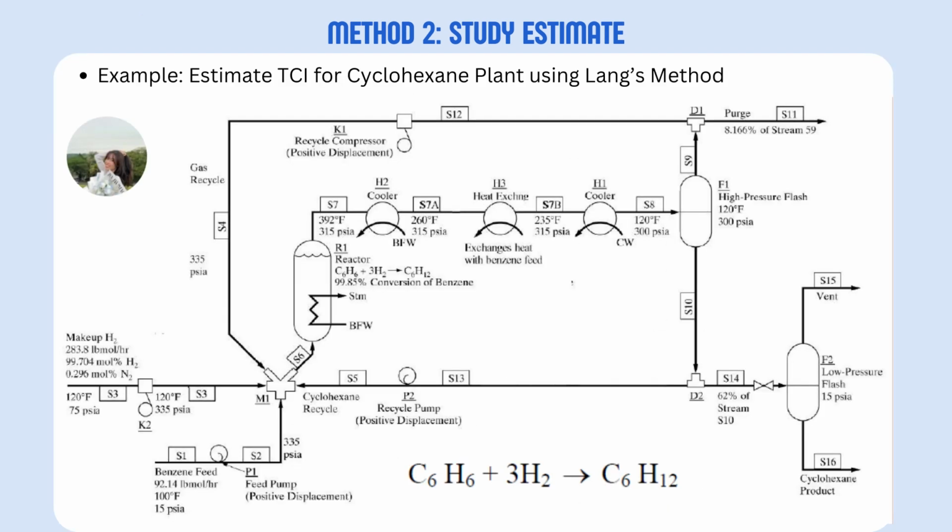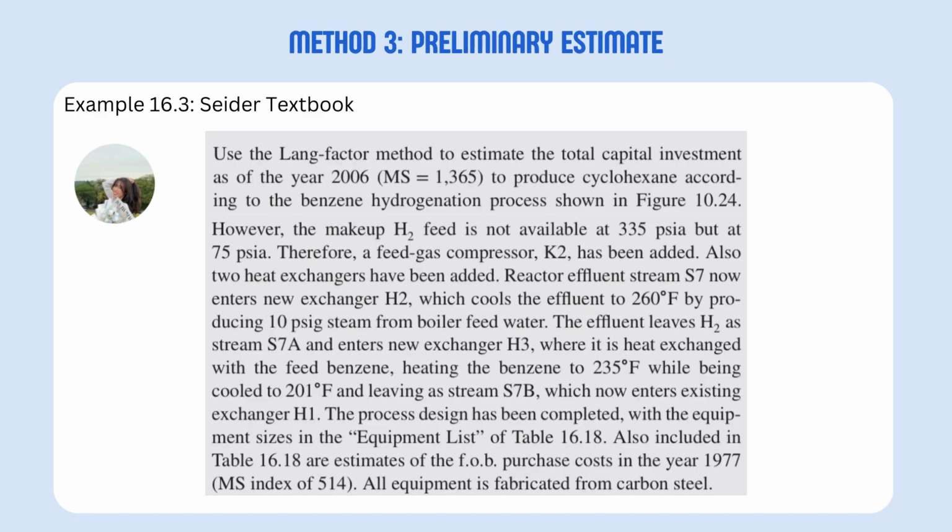So here is an example to calculate the total capital investment using the Lang method. The diagram below shows the process flow diagram of a cyclohexane plant. This is the question for example 16.3 in our CIDR textbook. From the question, we know that our index is based on year 2006.